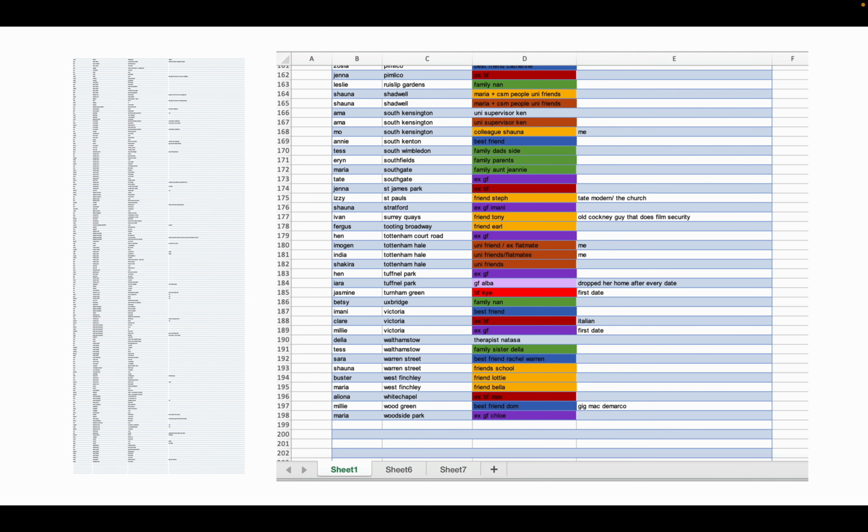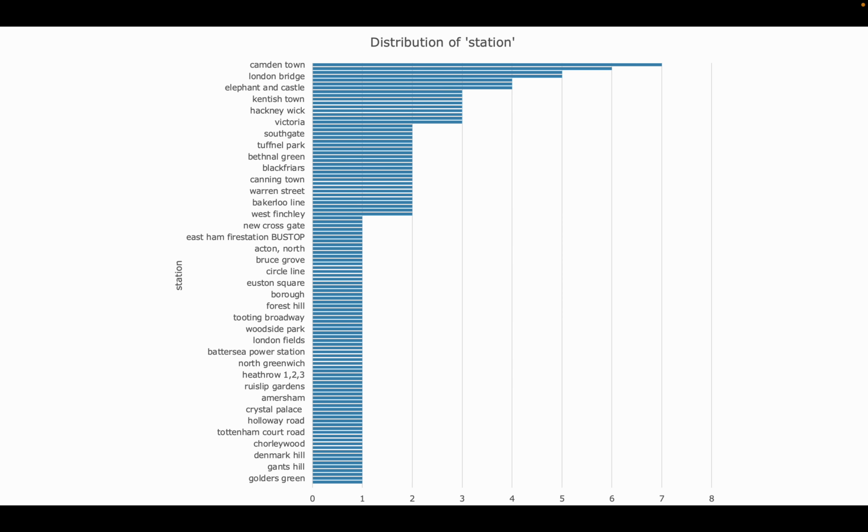That's where I went from it. So, for example, distribution of station, the most common station that was mentioned was Camden Town, with 7 mentions. Next one was actually King's Cross, but as you can see, there's so many stations here that you can't completely see. Shot there. But yeah, it was very well spread out, which was expected.